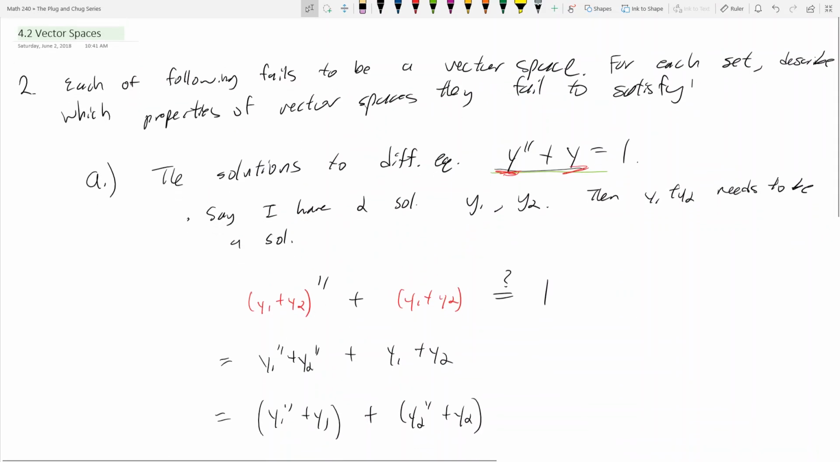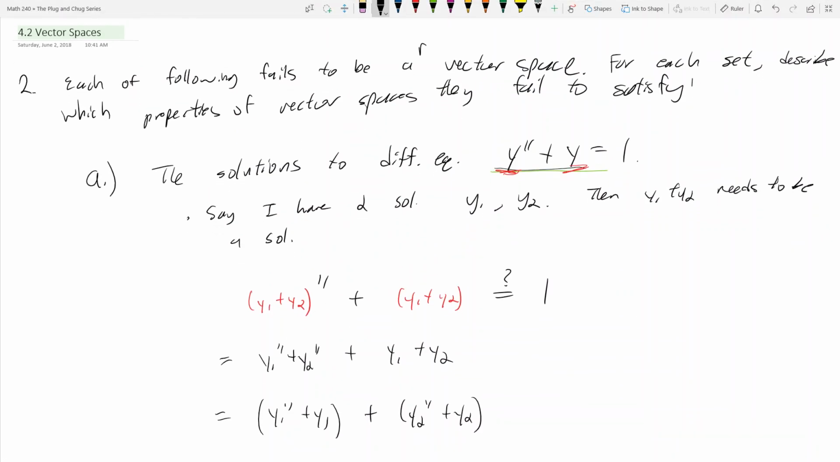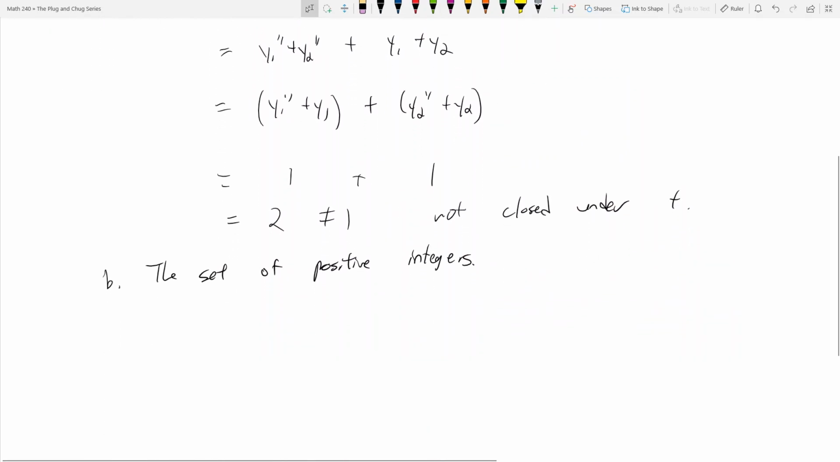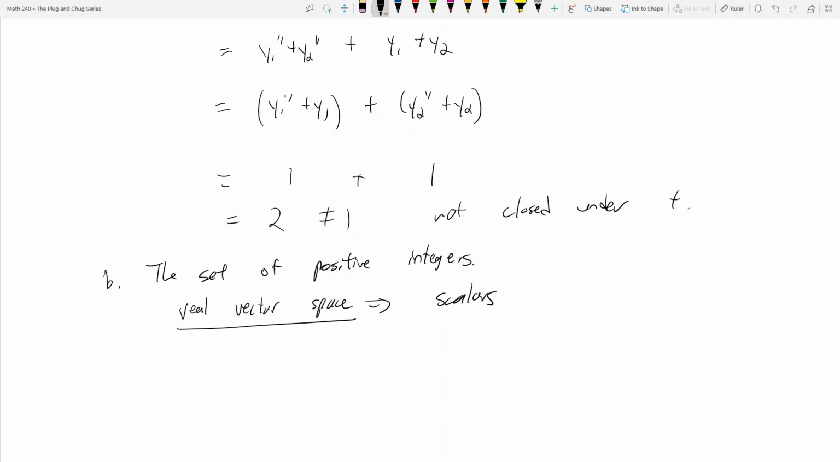Maybe I should clarify this a little more. This needs to say real vector space right here. Okay, so why isn't the set of positive integers a real vector space? Well, a real vector space means that the scalars, where I do scalar multiplication, are real numbers.